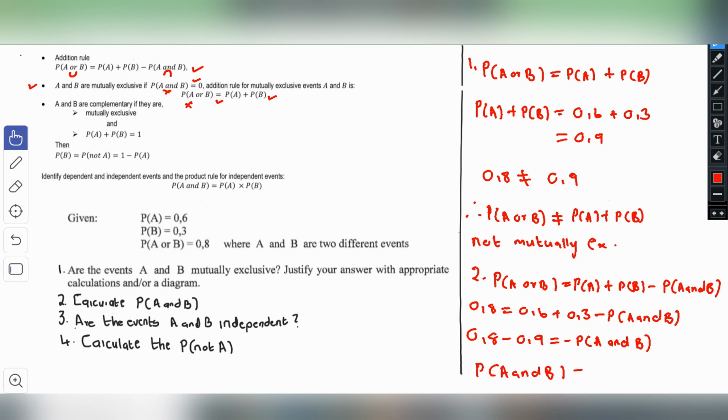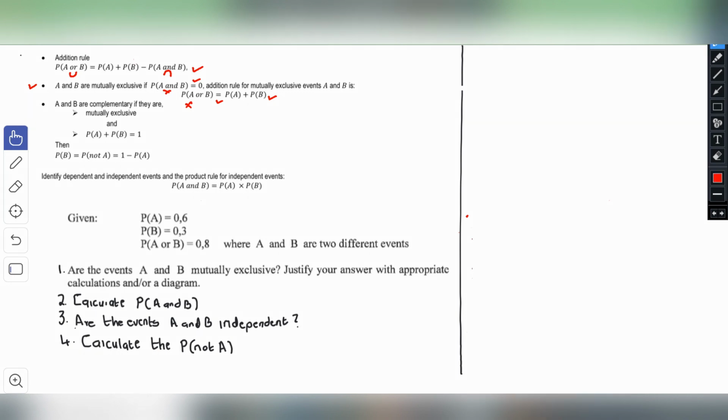Therefore, the answer is that the probability of A and B is going to give us 0.1, because remember 0.8 minus 0.9 is negative 0.1. Therefore, we divide everything by negative, as you can see that here we have a negative. So the final answer is 0.1. Therefore, now we are done solving the second question. Now we are going to solve the third question, right? So let me just erase here before we continue.